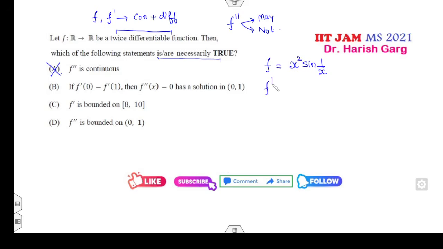Now you can see what is the f dash? 2x sine 1 over x minus, derivative of sine will be cos 1 over x. It's continuous, so I can choose, instead of x square, x cube. It's 3x square and minus of x. It's a continuous function, the limit exists there. Now you can check the second derivative. When you take its second derivative, what will the derivative be? A lone term will come, cos 1 over x, and that function is not continuous.